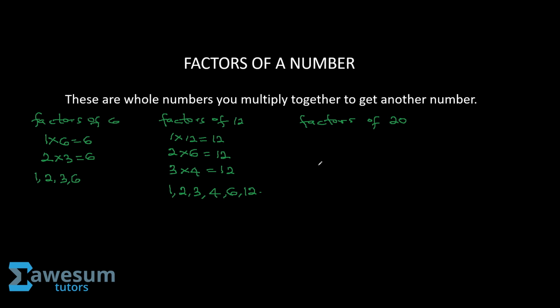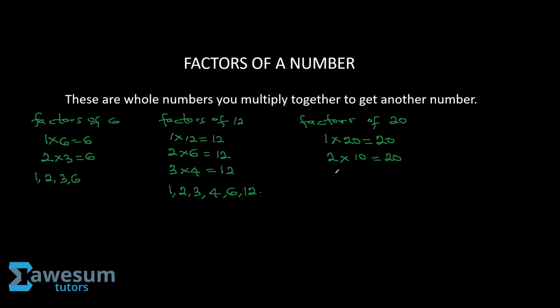Like I said, start with 1 and the number itself. I have 1 times 20. Again, that's going to give you 20. Good. Work your way up. 2 times 10 also gives you what? 20, right? What about 3? 3 times what will give you 20? Nothing, right? Except it's going to have some decimals, which we are not going into right now.